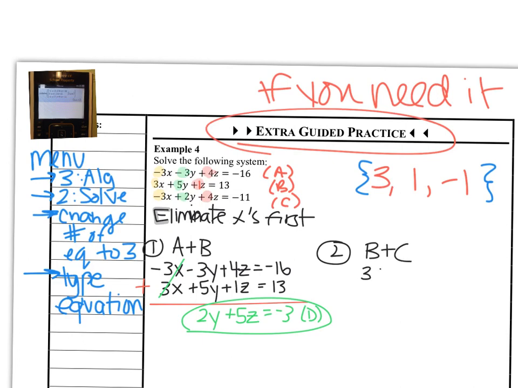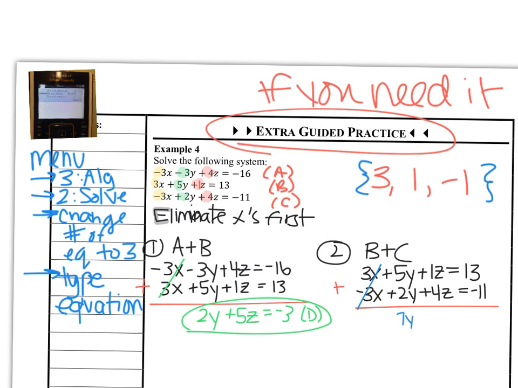So we've got equation B, 3x plus 5y plus 1z equals 13. And equation C is negative 3x plus 2y plus 4z equals negative 11. And just like last time, we add straight down. Okay, so now 3x plus negative 3x cancels. We have 5y plus 2y is 7y. 1z plus 4z again is 5z. And this equals a positive 2 because 13 plus negative 11 is positive 2. This is equation E.